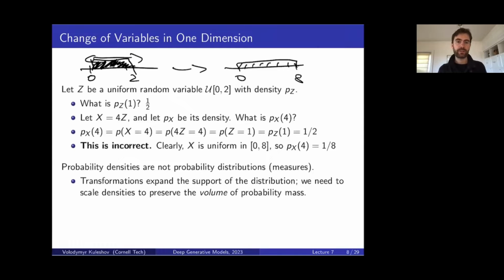If you're not convinced, please go over the slides again after the lecture, because this is the key technical challenge of normalizing flows. It's the fact that we have to adjust our density. When we transform one variable into another, we have to adjust the density of the new variable to account for the fact that the support of the distribution may have changed.